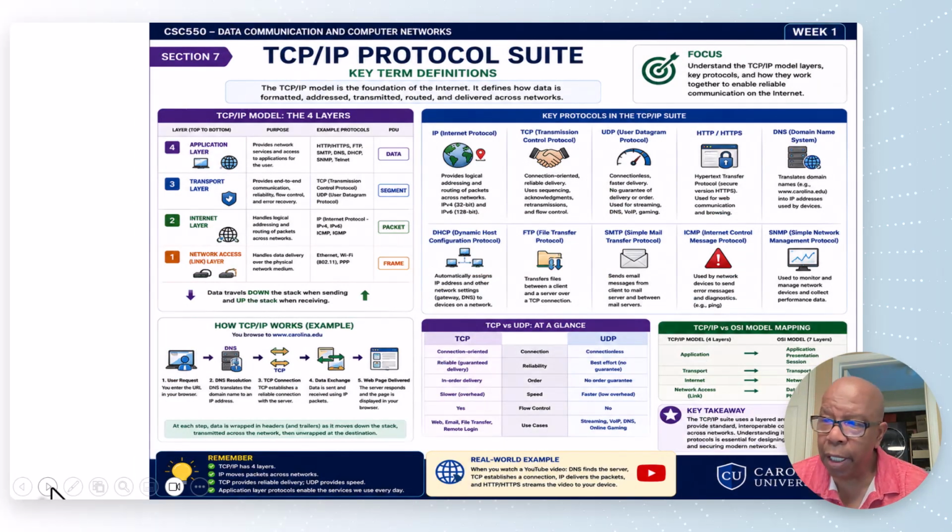TCP/IP is a protocol similar to OSI, but it is the model foundation of the internet. Everything in the internet basically uses the TCP/IP protocol. It has 4 layers: the application layer, transport layer, internet layer, and the network access layer.